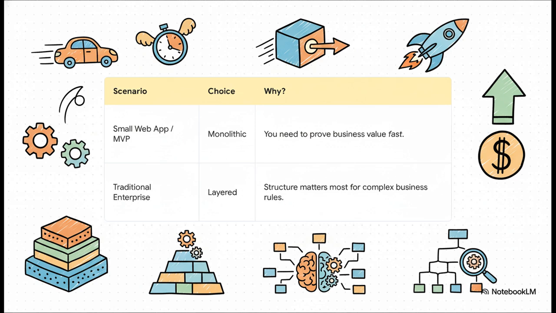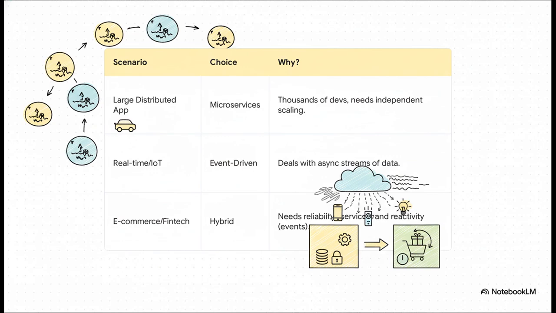Scenario 2, a traditional enterprise app. Here, a layered architecture is often the perfect fit. You've got complex business rules that need to be organized, but you don't have those crazy scaling needs that demand microservices.